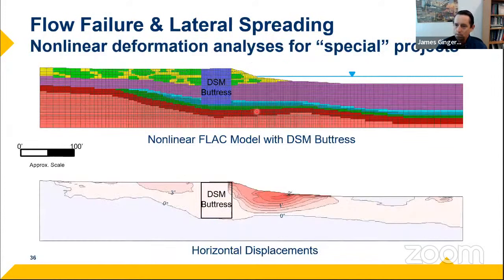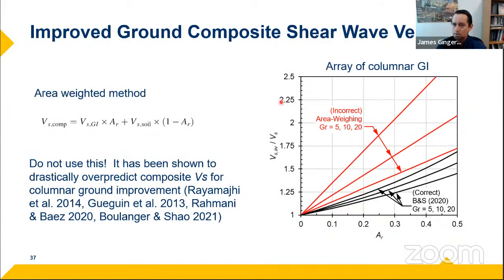For some bigger projects, more critical projects, we're using numerical methods like FLAC models to predict the stability of the DSM buttress. It is a very effective and rigorous way of making those evaluations.